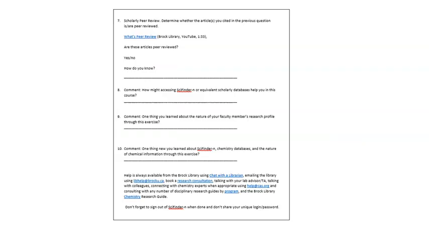Getting back to the questions, questions 7 through 10 ask you to comment. Is it a scholarly peer-reviewed article? What is it? Look at the video. How important SciFinder-n may be to help you with this course. What you learned about the faculty member's profile as you moved through this exercise. And comment on one thing you've learned about SciFinder-n as you went through this exercise.